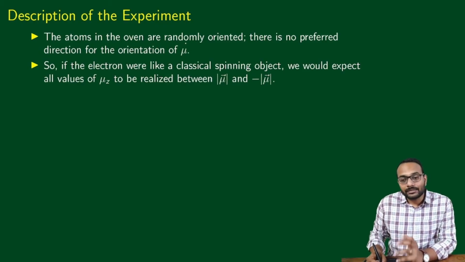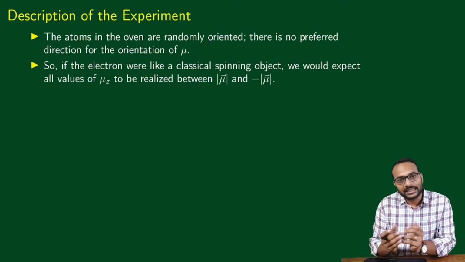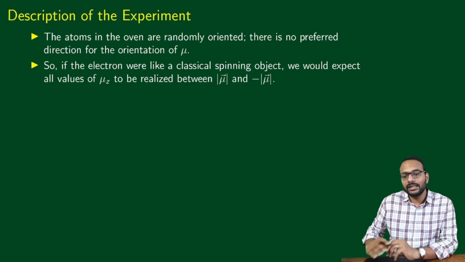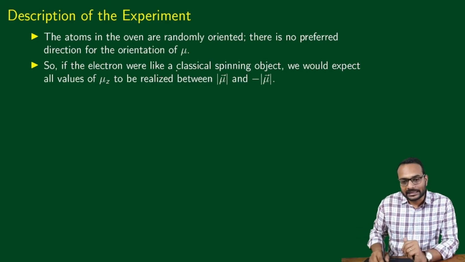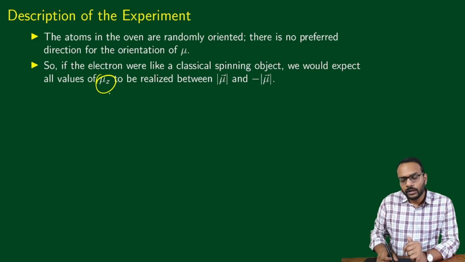Now the atoms in the oven are randomly oriented. These atoms have no preferred orientation. There is no preferred direction for the orientation of mu. So we expect mu to be all over the place. If the electron were like a classical spinning object, we would expect all values of mu z to be realized between modulus of mu vector and minus modulus of mu vector. These are the extreme values, and all possible values between this.